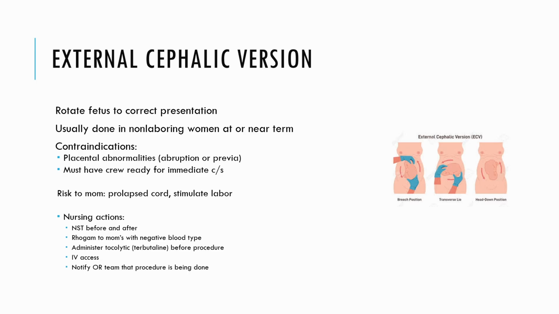This is usually done in women who are not laboring, and they do it close to term because there are some risks that go along with it. Patients who would not be candidates for this would be ones who have placental abnormalities, like a previa. Doesn't really matter what position our baby's in with the previa because we're not going to deliver vaginally anyways. If there's an abruption going on, we're definitely not going to be trying to force this baby to turn around.